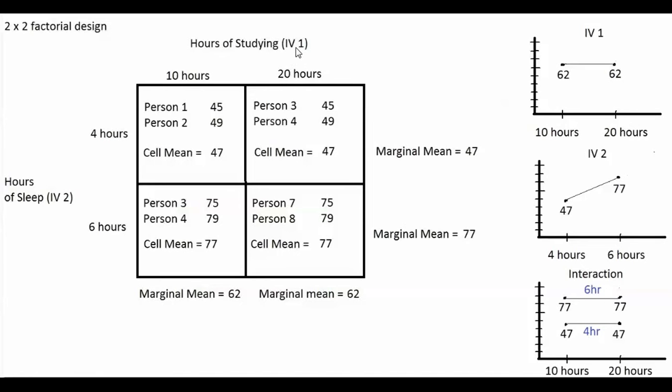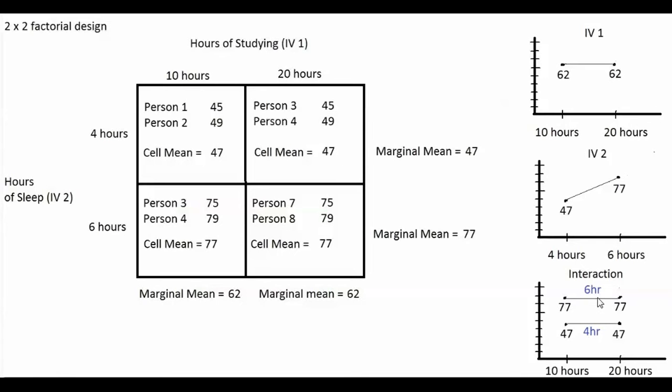The effect of IB1 doesn't depend on the level of IB2 because there's a 0 difference in row 1 and there's also a 0 difference in row 2. The effect of IB2 also doesn't depend on the level of IB1 because these 2 cell means in column 1 are 30 apart. I mean, this one is 30 higher than this one, and these 2 cell means in this column are also 30 apart. This one is 30 higher than this one.